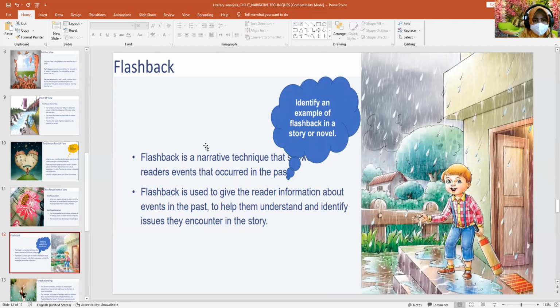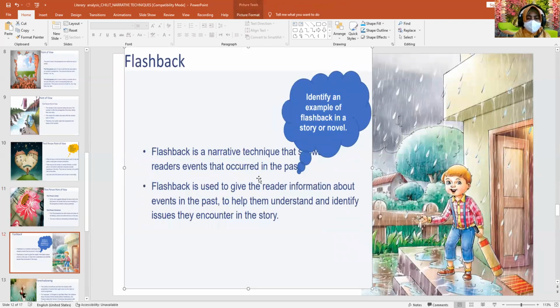We move on to flashback. So what is flashback? Flashback is a narrative technique that shows the readers events that occurred in the past. Flashback is used to give the reader information about events in the past to help them understand and identify issues they encounter in the story, right? Okay.